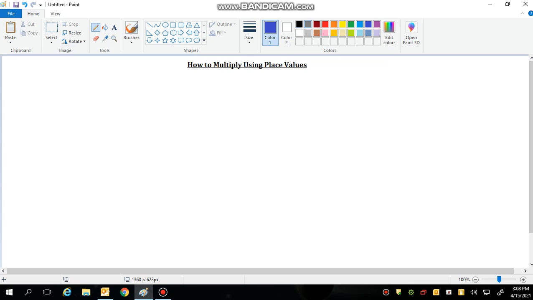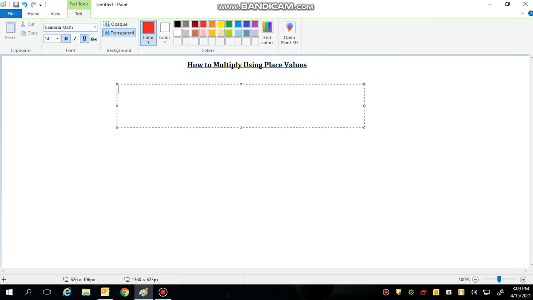Today I am going to teach you how to multiply using place values. It's a very simple and easy technique, and it's a very useful technique for kids who are having trouble with big number multiplication problems. Let me show you the basics, okay? So let's start with something simple. Let's start with, how about 67?